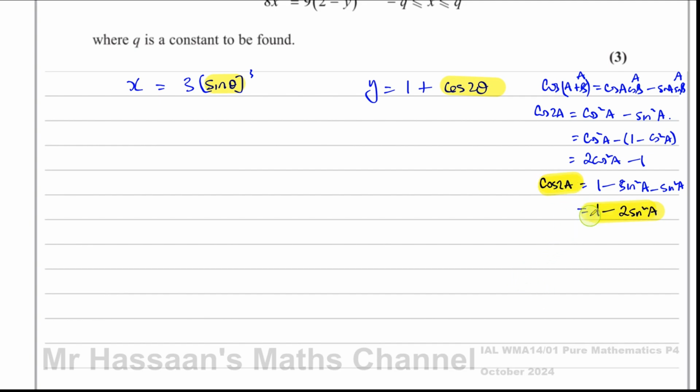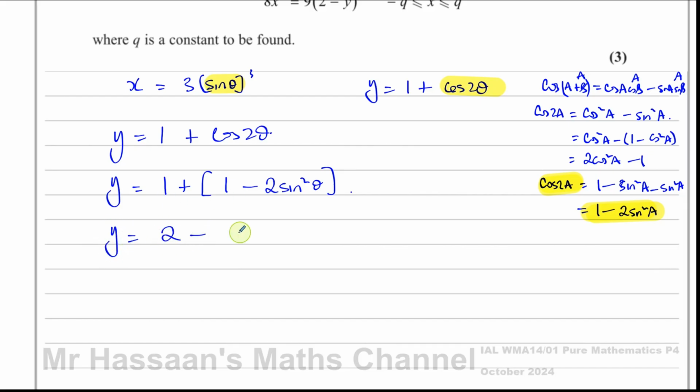Okay, so I'm going to use this form of it to help me here. How am I going to do that? Well, what I can do is take y equals 1 plus cosine of 2 theta, and write it as 1 plus, instead of cosine 2 theta, 1 minus 2 sine squared theta. Right? So I've got y equals 1 plus 1, which is 2, minus 2 sine squared theta. Right? Now, how is that going to help me?